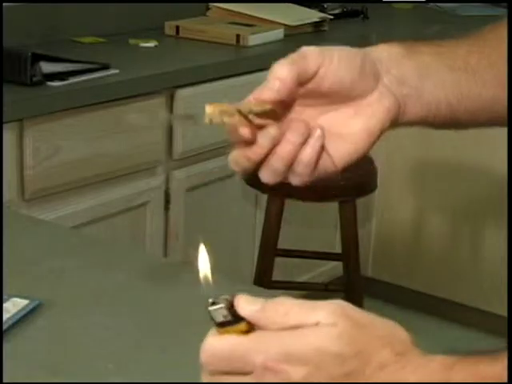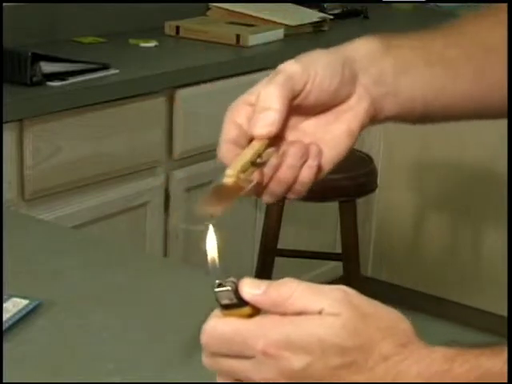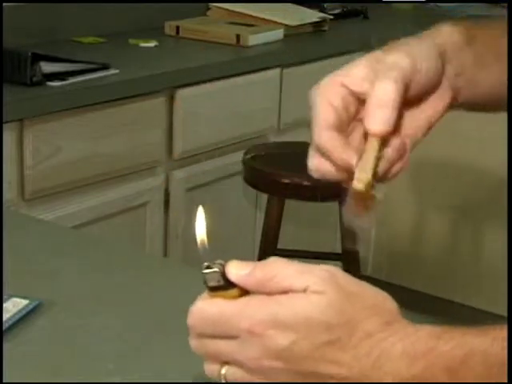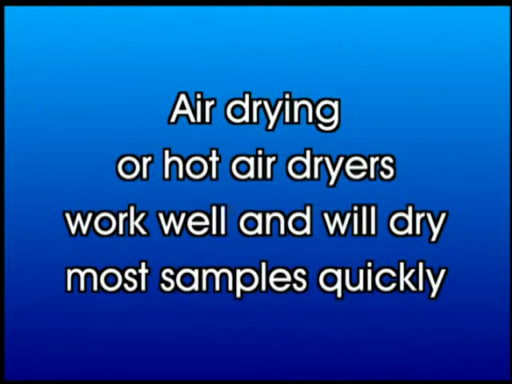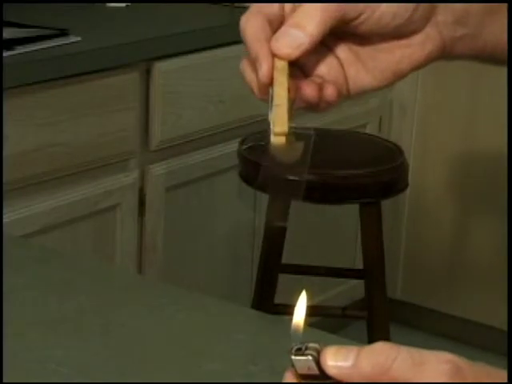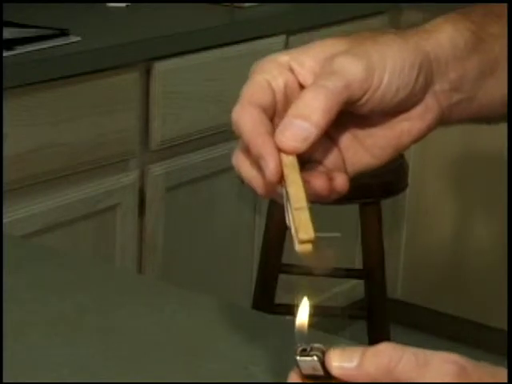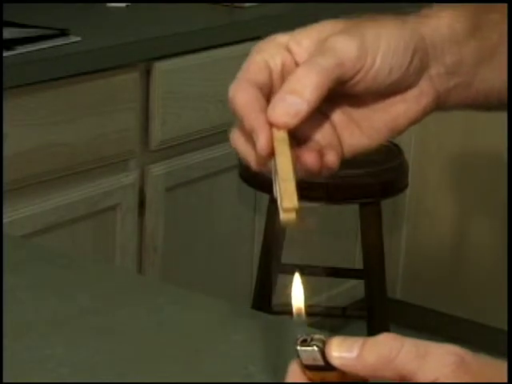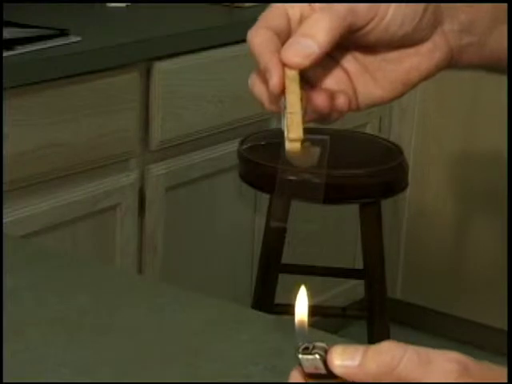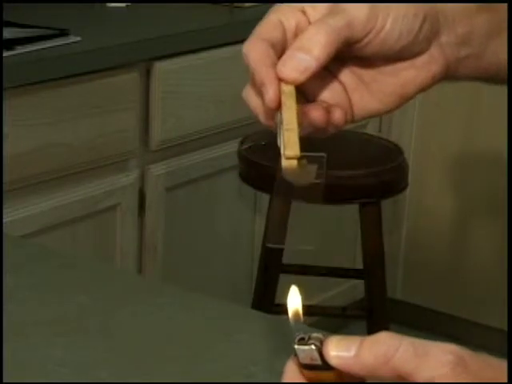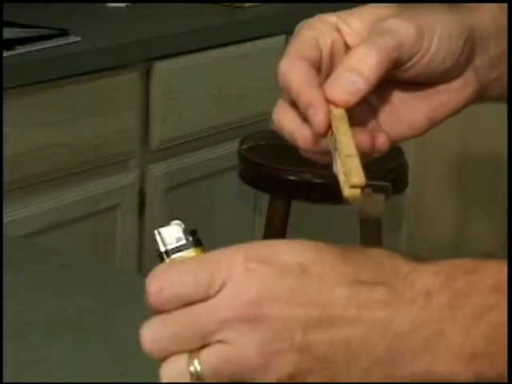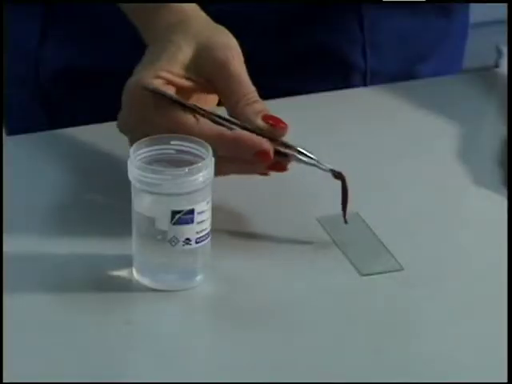In order to get the tissue sample to adhere to the slide, it should be dried and heat fixed prior to staining. Air drying or a hot air dryer work well and will dry most samples within minutes. Passing a slide, specimen side up, over a small flame several times creates enough heat to heat fix the sample to the slide. The slide should feel relatively warm, but should not feel so hot as to be uncomfortable to the touch. Too much heat will ruin the sample.